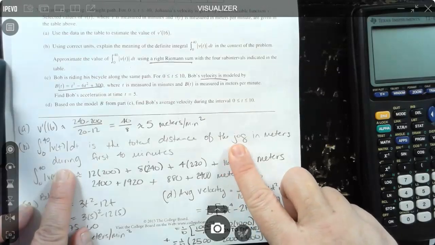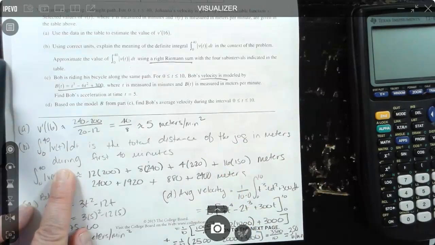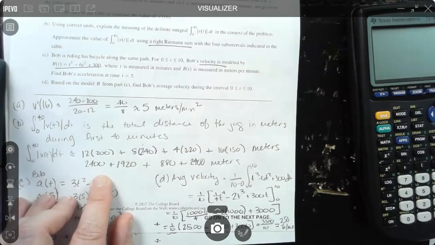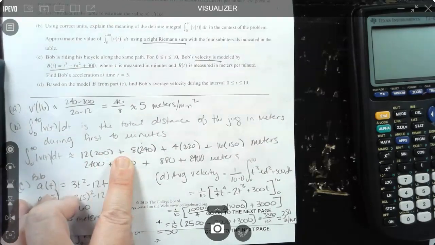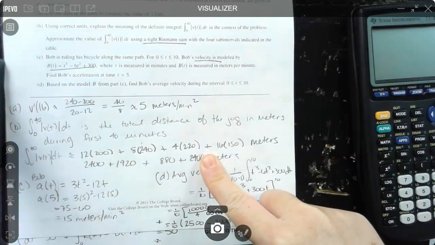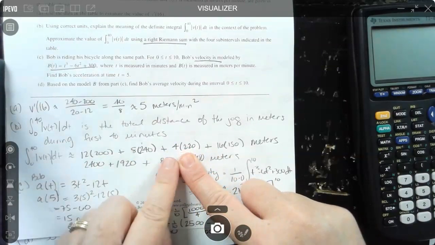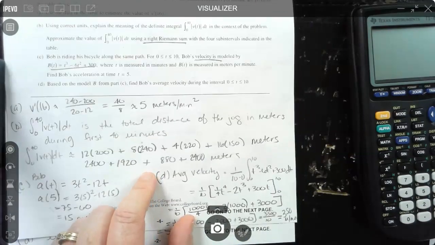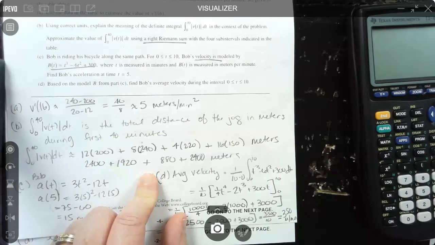I probably should have said that Johanna jogged during the first 40 minutes. That was 1 point for that explanation. Then you had to do a right Riemann sum using 4 intervals. And remember, this is absolute value. So as you go through, as I looked up there, I got 12 times 200. The only one that changed there was that 220 becomes positive because I need to get positive. I stopped there because I didn't have a calculator, but I think it comes out to 7,600 meters if you got a.